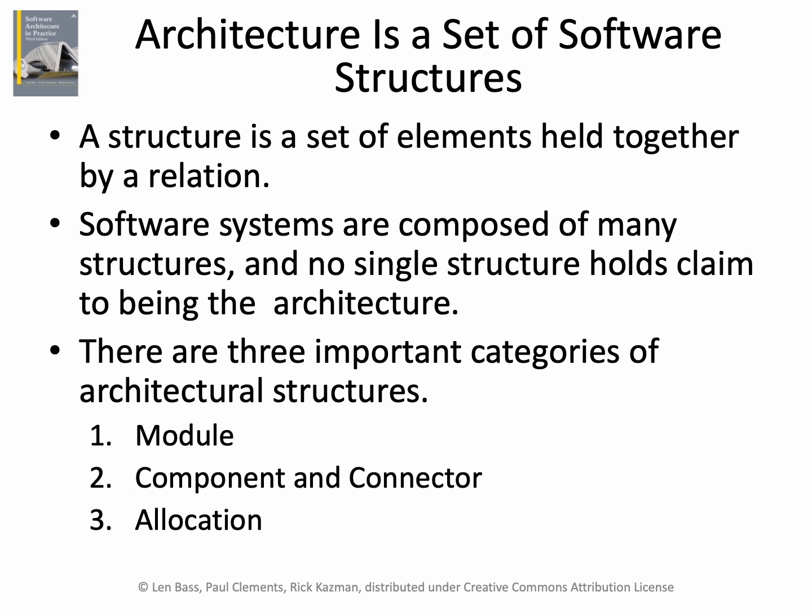Architecture is a set of software structures, as mentioned earlier. A structure is a set of elements held together by relations. Software systems are composed of many structures, and no single structure holds claim to be the architecture. There are three important categories of architectural structures: module, component and connector, and allocation, and we'll look into these with a few examples in a little bit more depth.